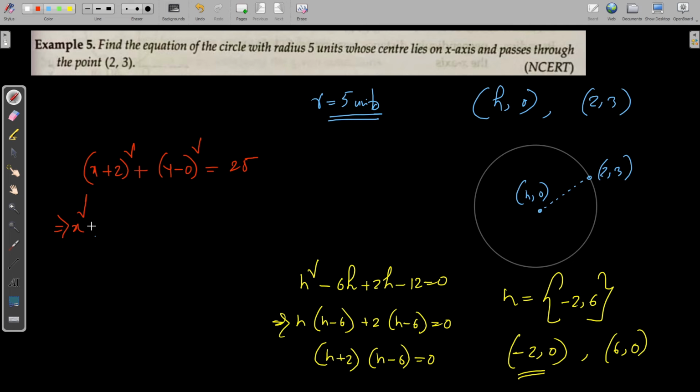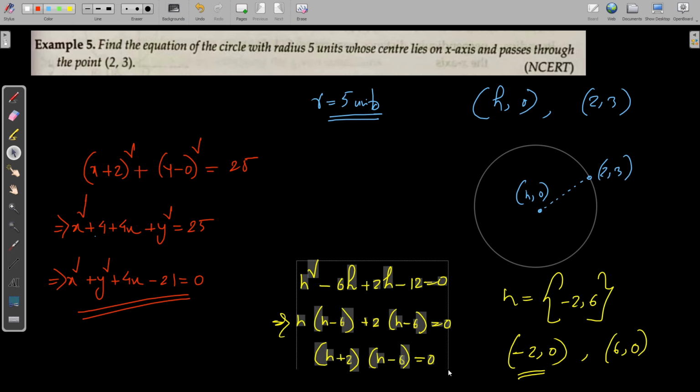So the first equation we got: x square plus 4 plus 4x plus y square equals 25. So what will be the equation? It will be x square plus y square plus 4x minus 21 equals 0. Done. So this is one equation of the circle.